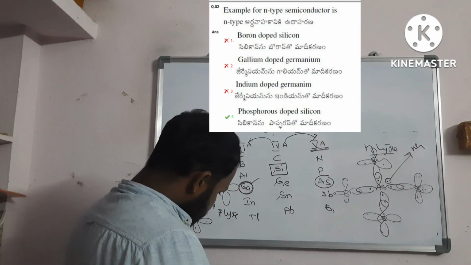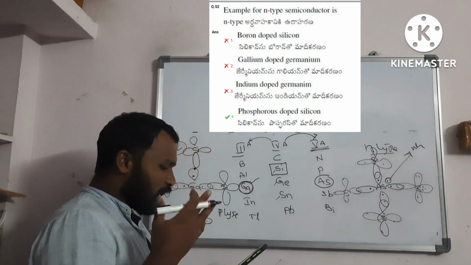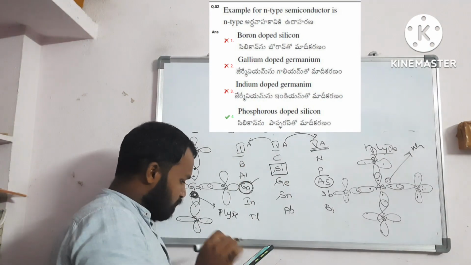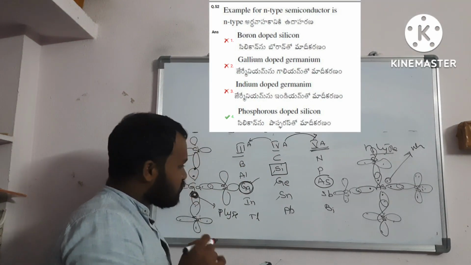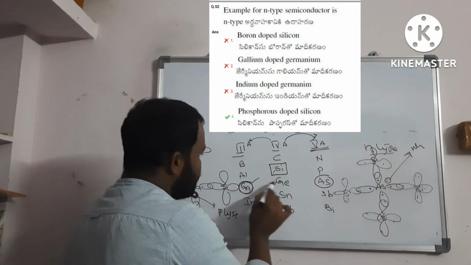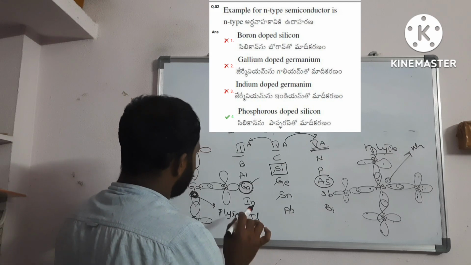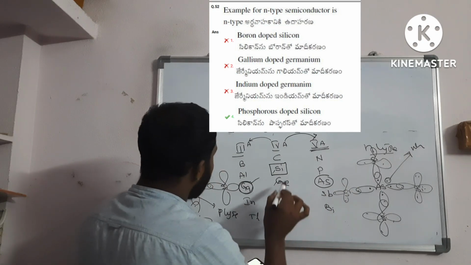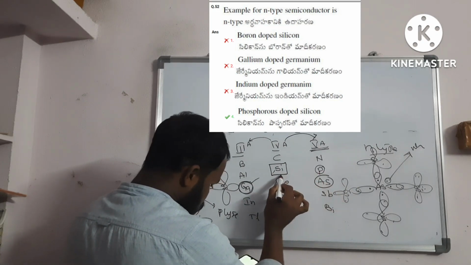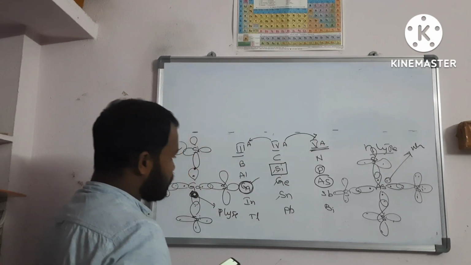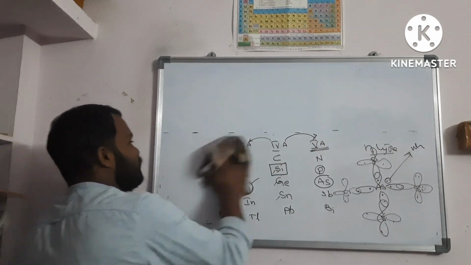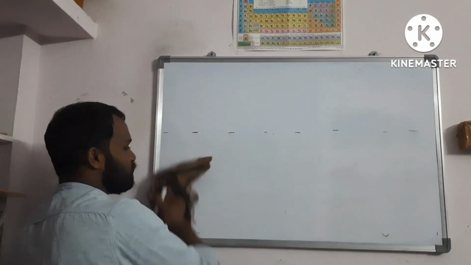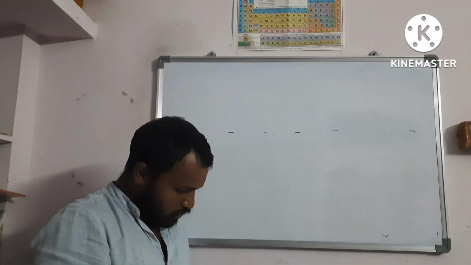So the answer: boron doped with silicon is not N-type, it is P-type. First option is wrong. Gallium doped with germanium, again it is P-type. Indium doped with germanium, again it is a P-type semiconductor. Now what is the fourth option? Phosphorus doped with silicon, so that is an N-type semiconductor. This way you can do any example of N-type, P-type. Just use this method and you will get the clear answer. No confusion.